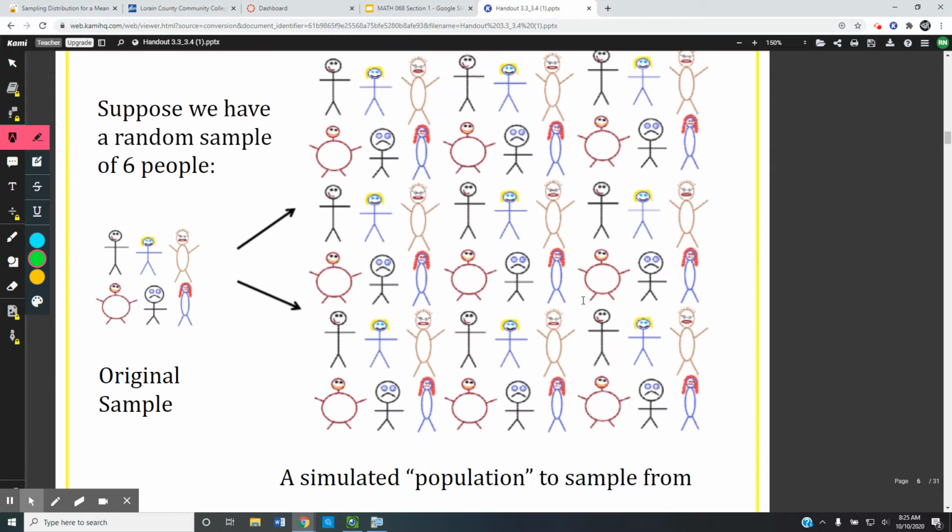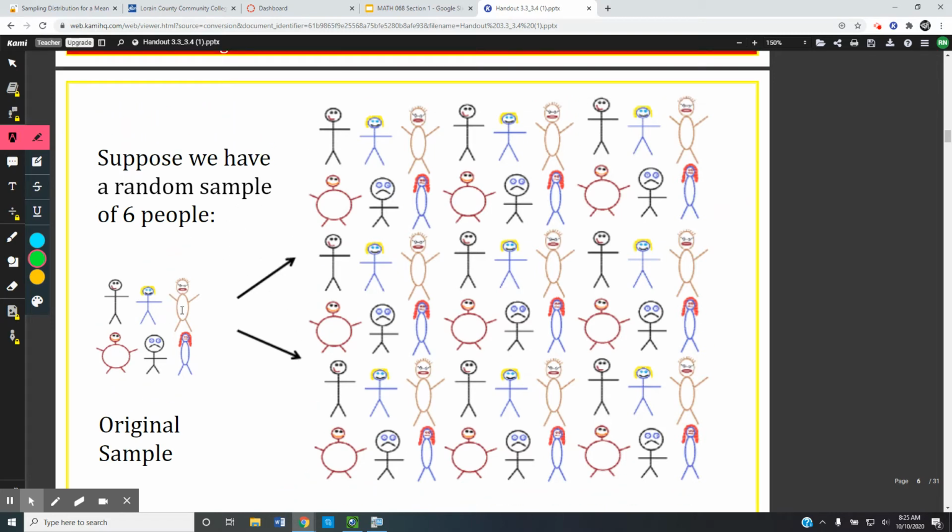Think about it kind of like this. Suppose we have a random sample of 6 people. The original sample on the left-hand side over here, these are the original 6 that we drew. Let's just say I reach in and I draw one of these out. Boom, it was black stick guy here. And I put him back. And then I reach in again and I draw out this guy, big round guy. I pull him out. And I throw him back. I reach back in again. Oh, look, I got black stick guy again.